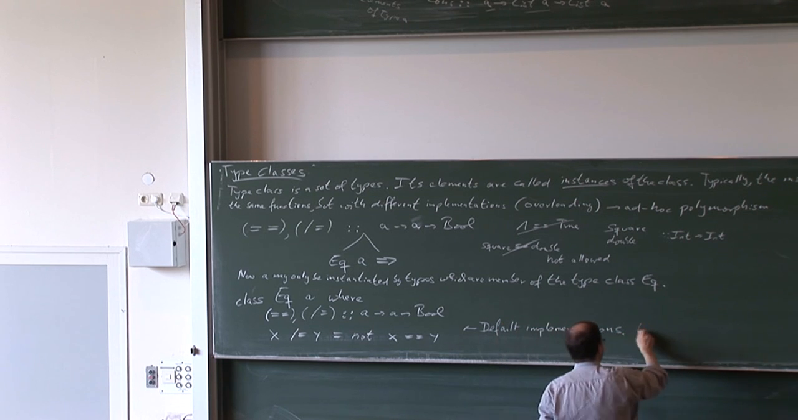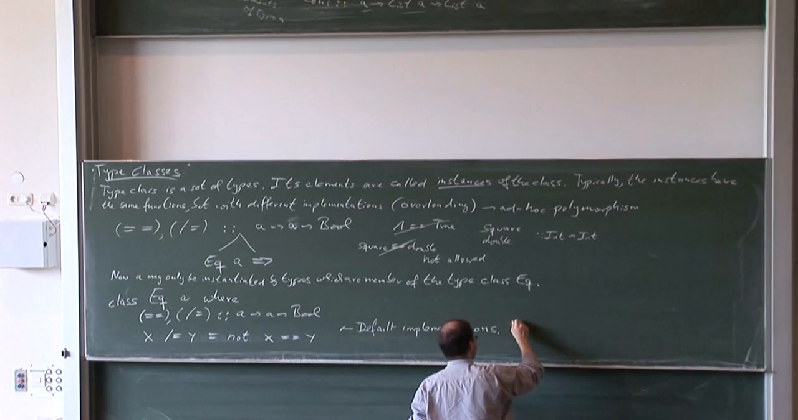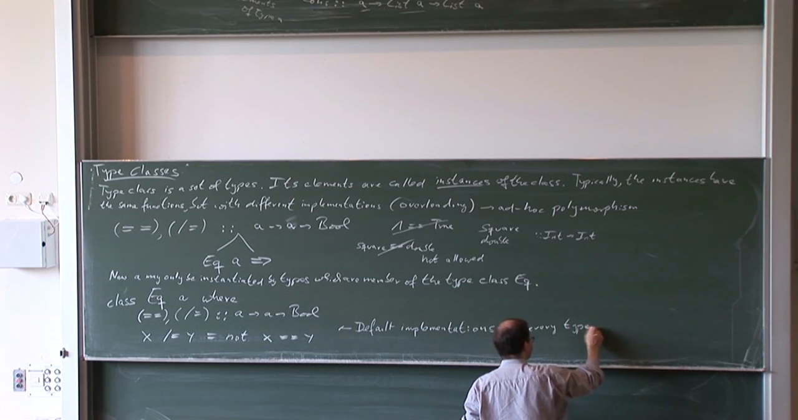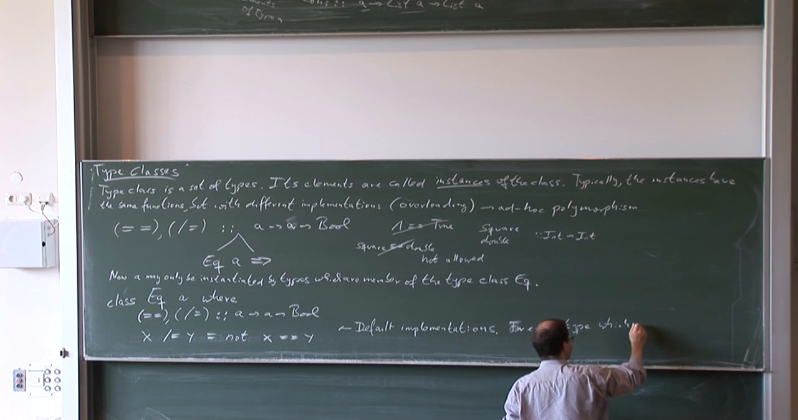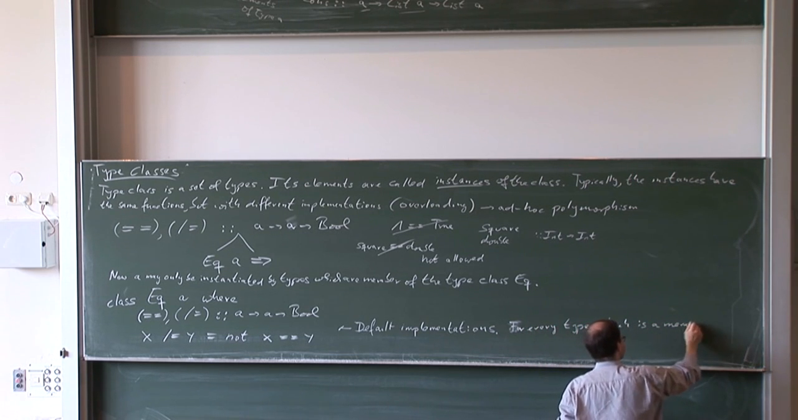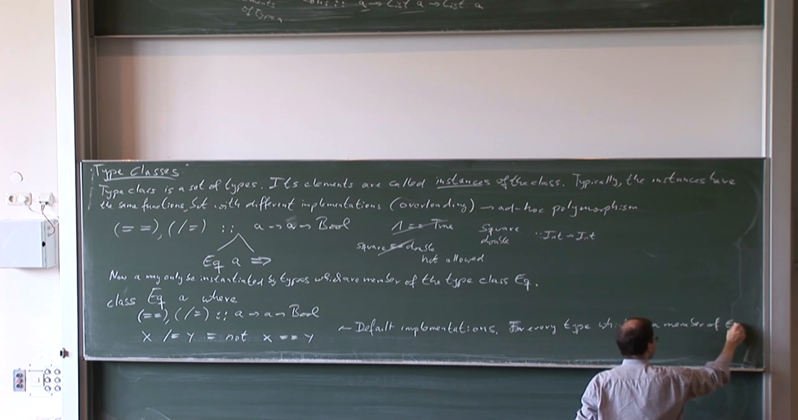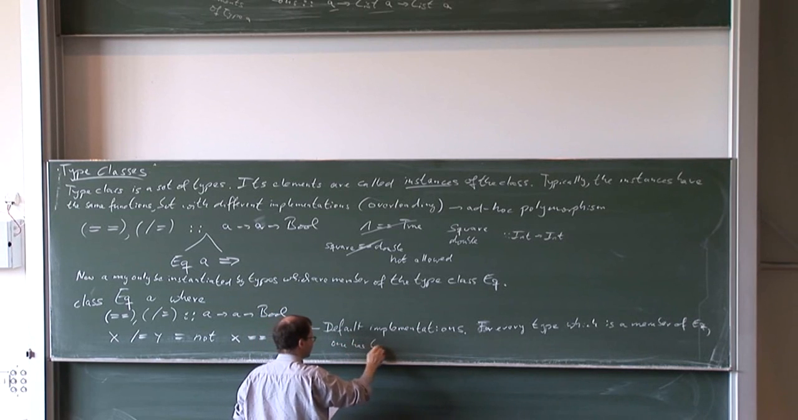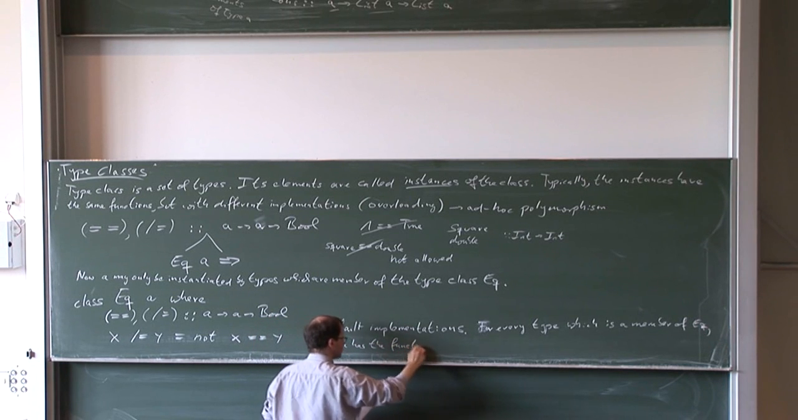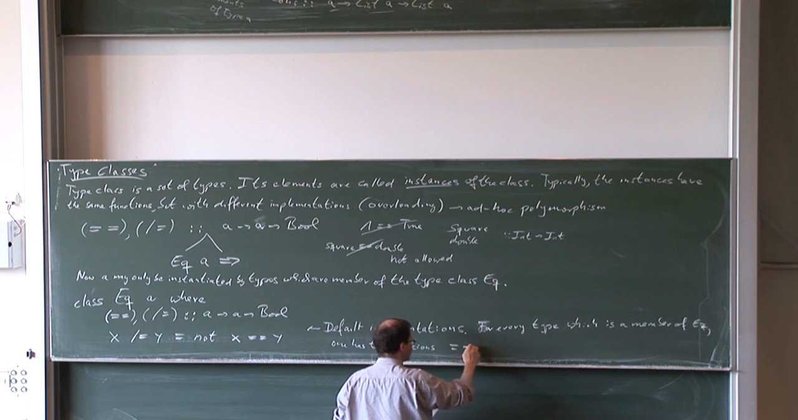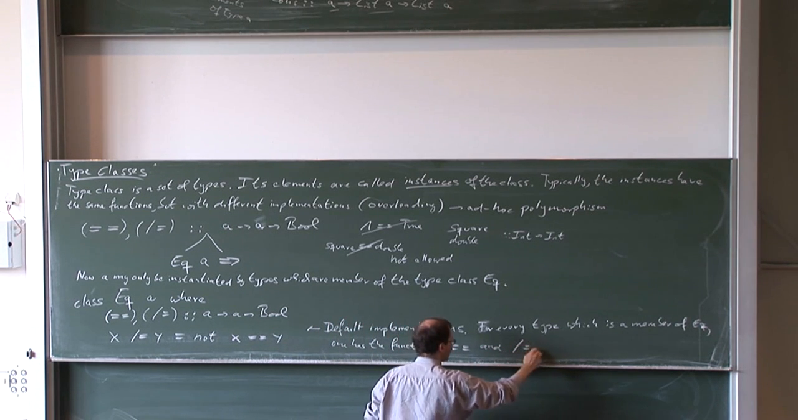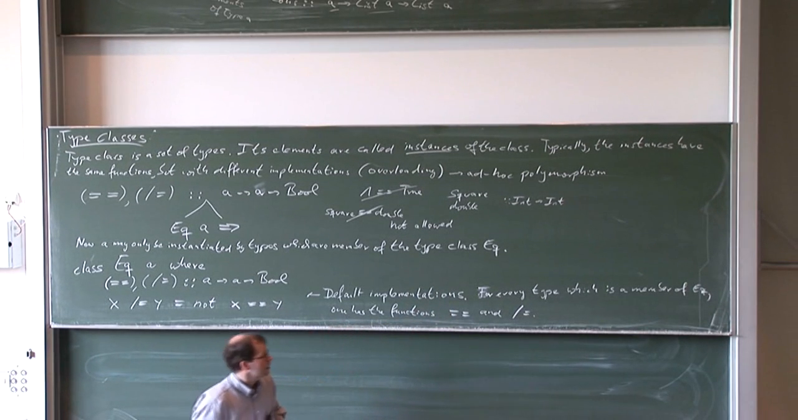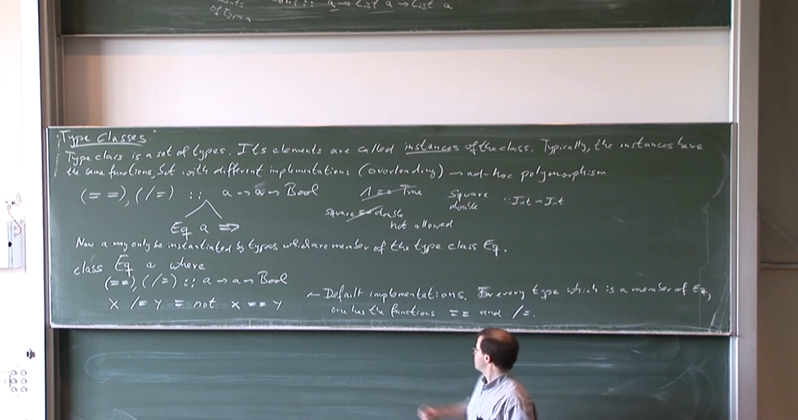Default implementations for every type which is a member of EQ one has the functions equality and disequality, and for this type, we can implement these functions ourselves, and if we don't implement them, then this default implementation will be taken.